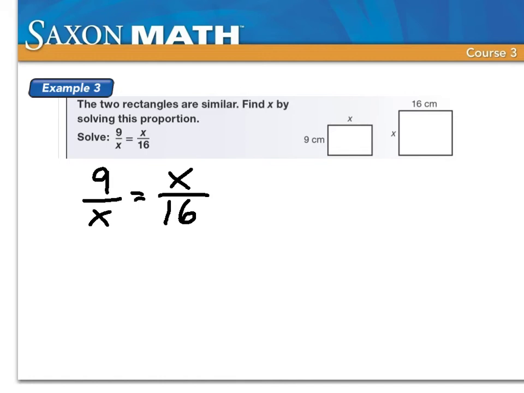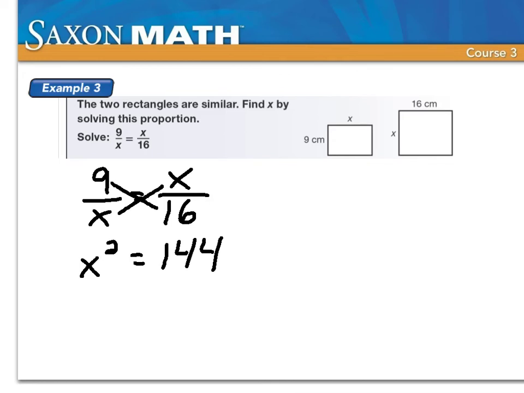Okay? And here's why. If I'm solving for x, my problem is I have two x's here. So if I multiply these two, I can't divide by x. That's not going to solve anything. So I have to be able to do cross products on this. Okay, so I'm going to multiply cross products. x times x is x squared. Then I'm going to set that equal to 9 times 16. And 9 times 16 is 144.